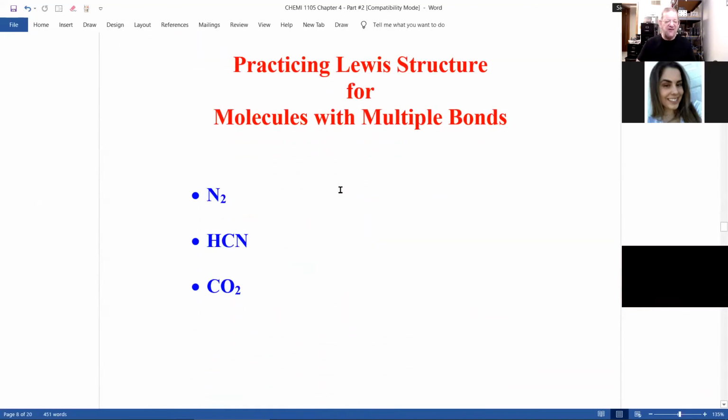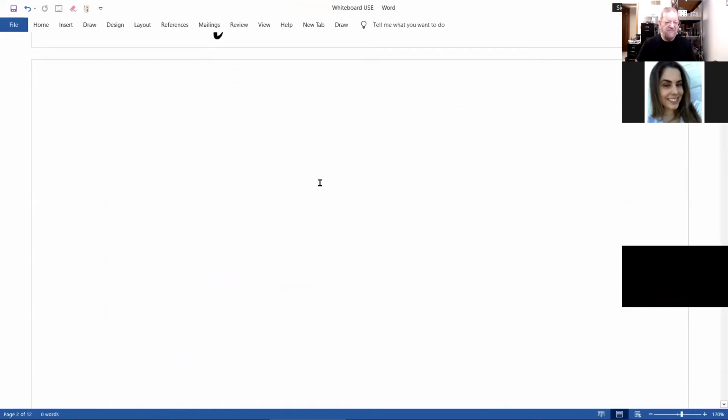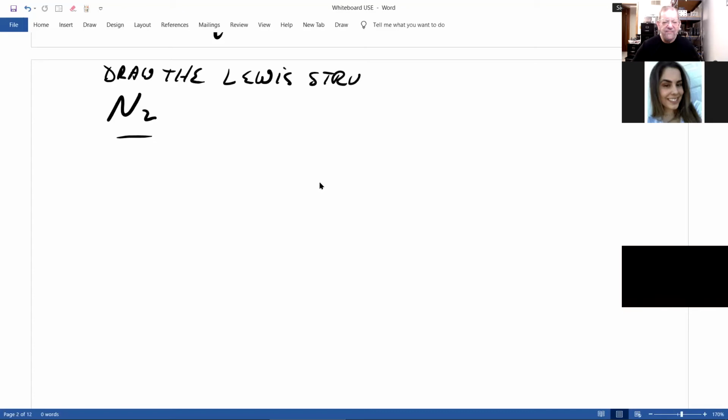And it's Lewis practice time for molecules with multiple bonds. Let's look at nitrogen, and I'll go over to my whiteboard. Nitrogen gas, which you're breathing in the air, about 80% of the air you're breathing is N2, nitrogen. Draw the Lewis structure for nitrogen. I'll do this one, then I'll let you try one, because I like to share.